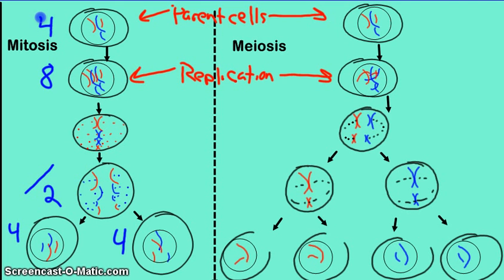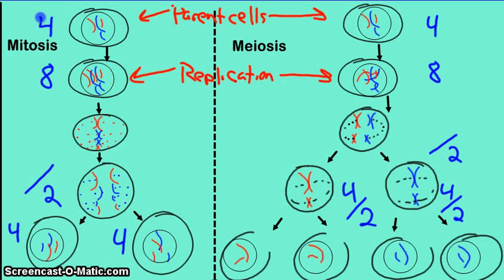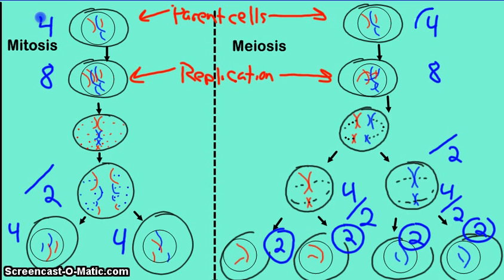Okay. In meiosis, the same thing occurred. So there were 4 chromosomes in the original cell, 8 after DNA replication. The first cell division will divide it into 2, so we will have 4 in this cell and 4 in this cell. That will be divided again in half to create sex cells, which have half the number of chromosomes that the parent did: 2 chromosomes in each one instead of 4. Okay?